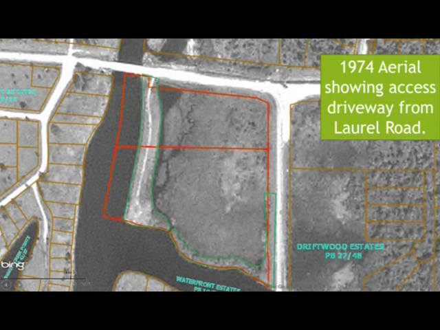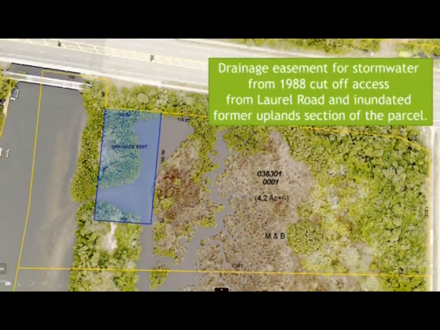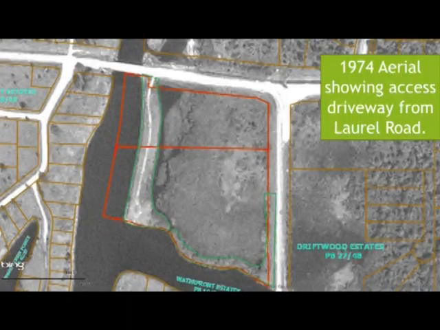And then again, we talked about this a little bit. By 1988, things had changed rather drastically because Laurel Road was improved with stormwater features, including a drainage easement at that time. So the effect of that, we think, was to essentially inundate the area formerly used for access, which cut off access from Laurel Road. Again, however, the area our clients seek to rezone to RSF1 was and is upland.